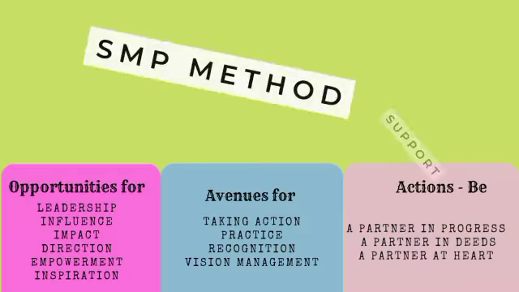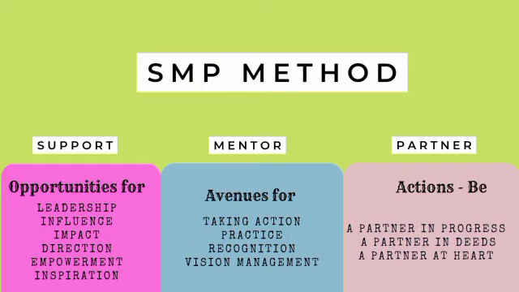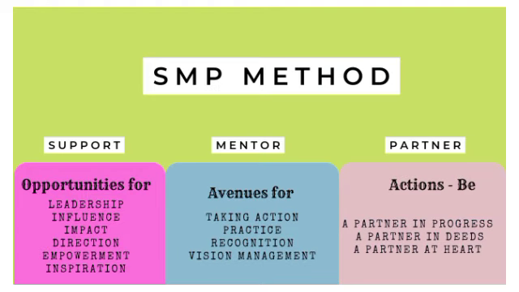To provide support, you have to provide opportunities for leadership, influence, impact, direction, empowerment, and inspiration. To mentor the students, you have to provide avenues for taking action. You have to provide opportunities for them to practice. You have to provide opportunities for recognition. So when a student is doing well, you have to recognize that student. And then lastly, you have to provide avenues for vision management.